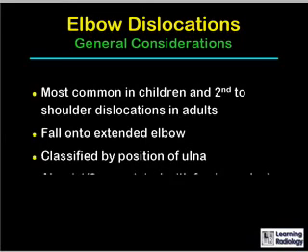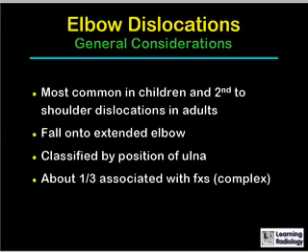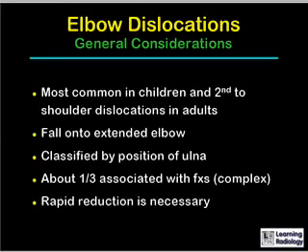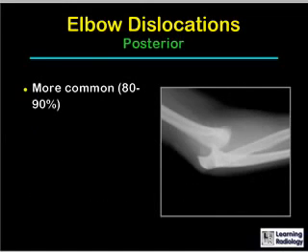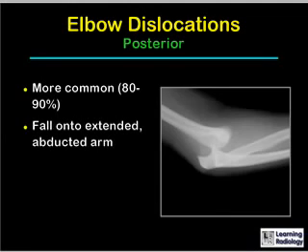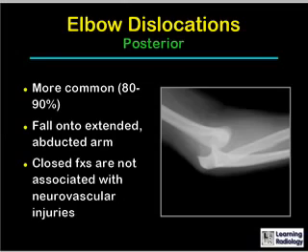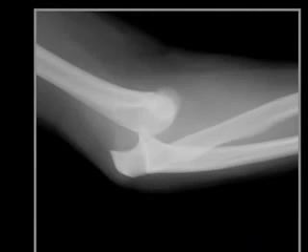About a third of elbow dislocations are associated with fractures as well, and rapid reduction is necessary in order to prevent complications. Posterior elbow dislocations are more common than are anterior dislocations. They occur as a result of fall onto an extended abducted arm. Usually closed fractures, that is, fractures which are not compound, are not associated with neurovascular injuries.